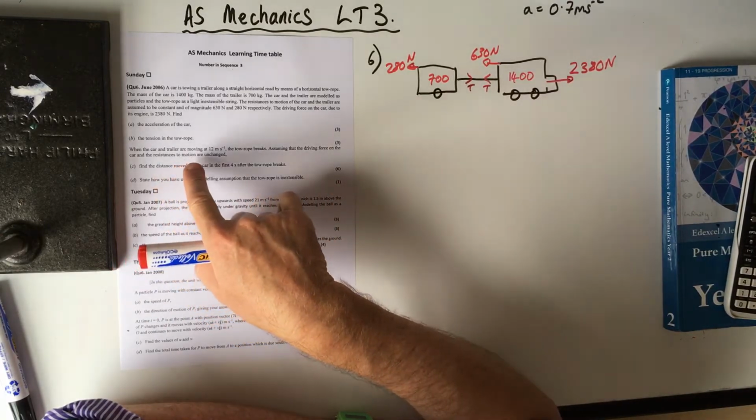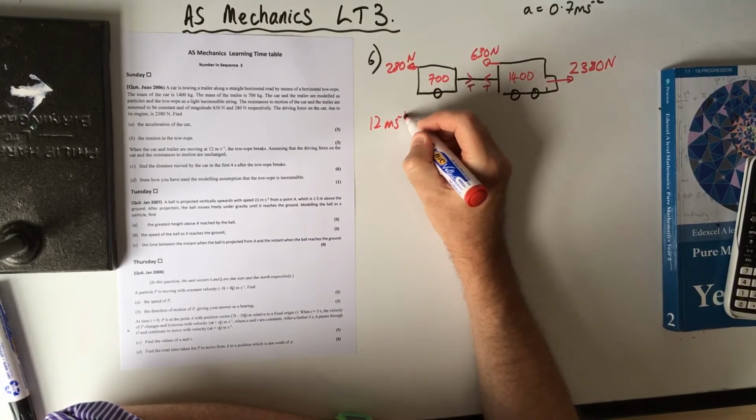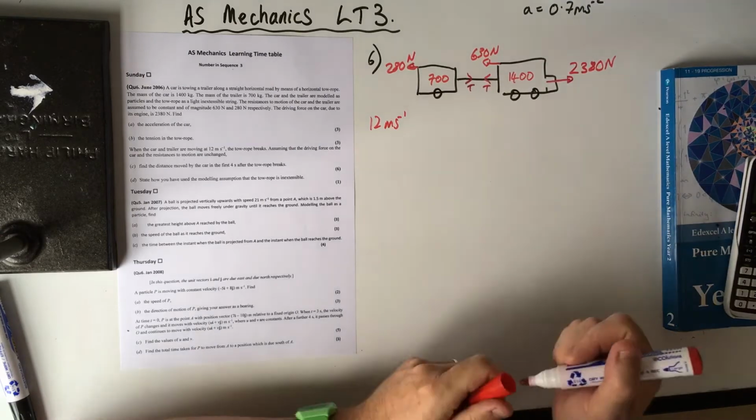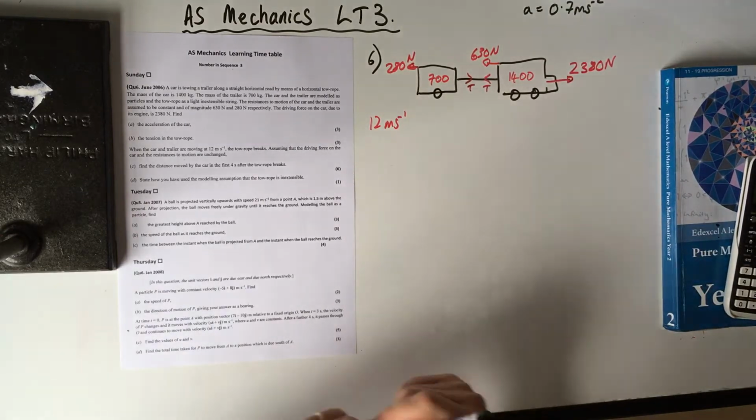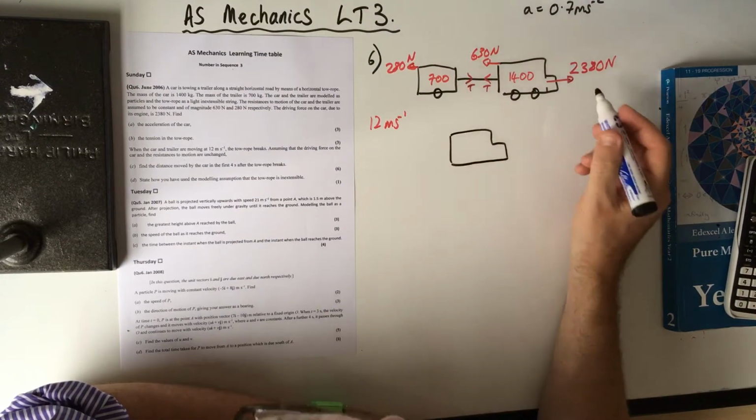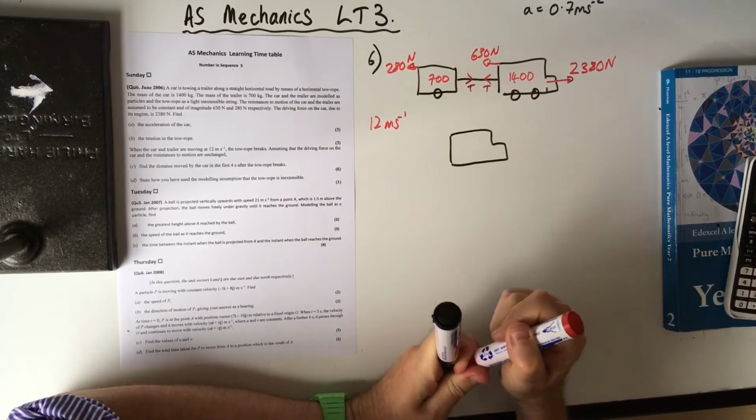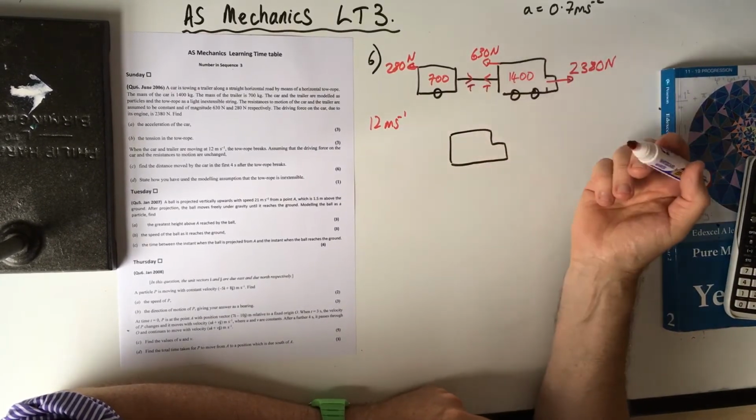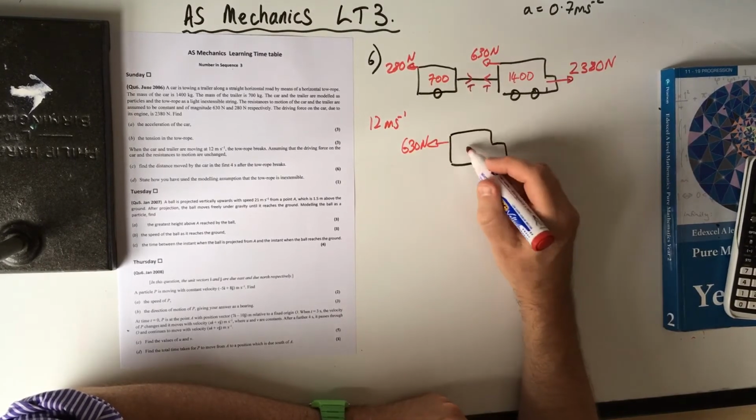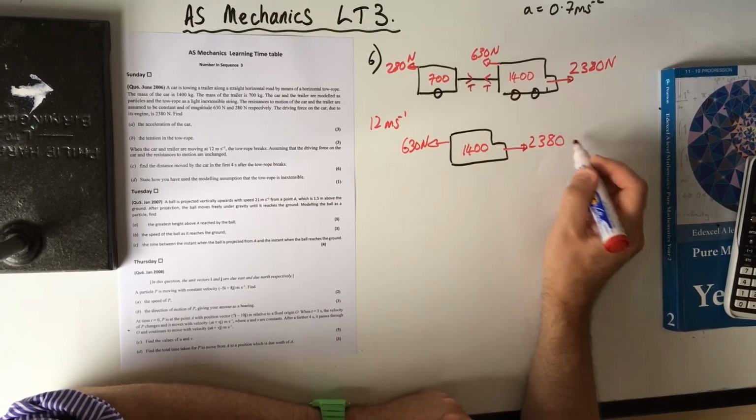And the car and trailer were moving at 12 meters per second. So they reached 12 meters per second and the tow rope snaps. Once that happens, things are going to change, aren't they? What's going to change is that the resistive forces, that is the tension, has gone. So the only forces now are that 630 newtons, 1400 there. We've got 2380. That doesn't change.